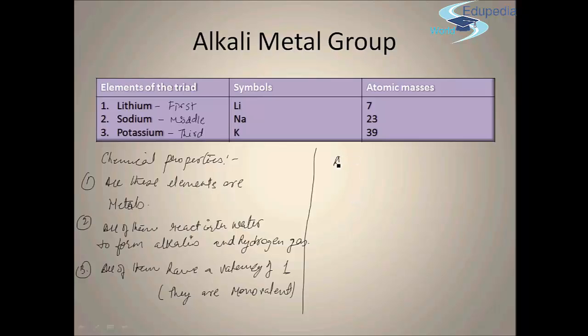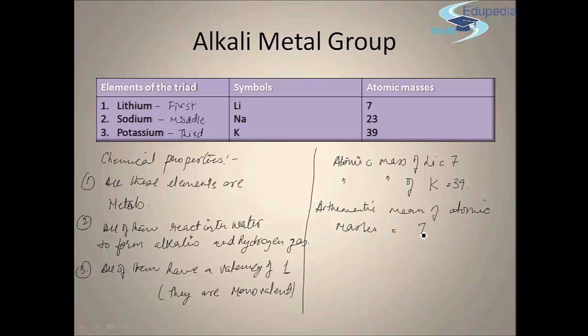Now let's understand the law. The atomic mass of lithium is 7, and the atomic mass of potassium is 39. So according to the law, the arithmetic mean of the atomic masses of the first and third elements will be 7 plus 39 by 2, which comes out to be 46 by 2, that is 23.